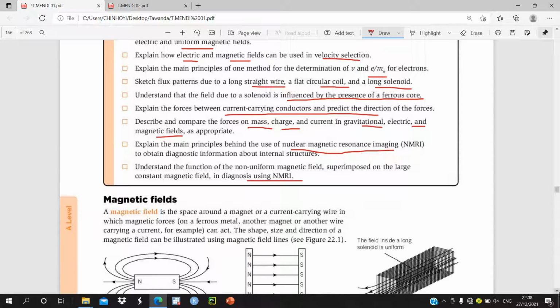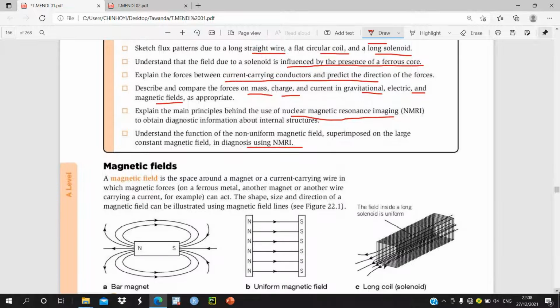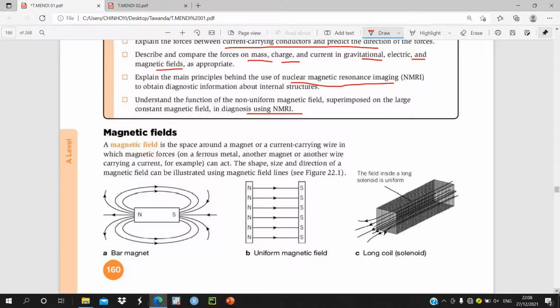So now we want to look at magnetic fields. We want to define what is a magnetic field. So this one is our definition. A magnetic field is a space or a region around a magnet or a current carrying wire in which magnetic forces on a ferrous metal, another magnet or another current carrying conductor, for example, can act. The shape, size and direction of the magnetic field can be illustrated using the magnetic field lines below.